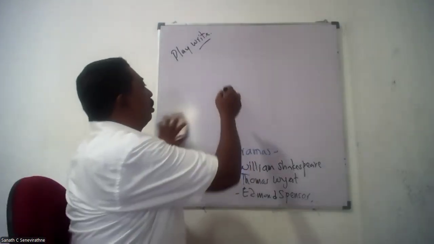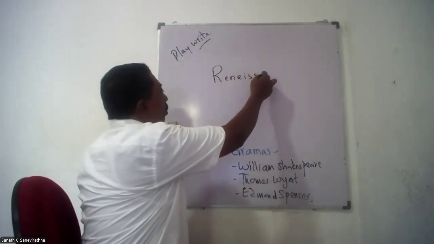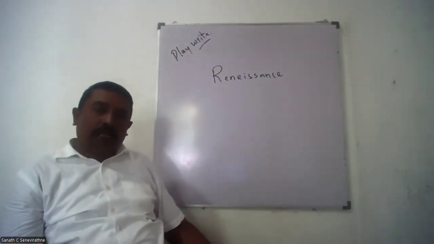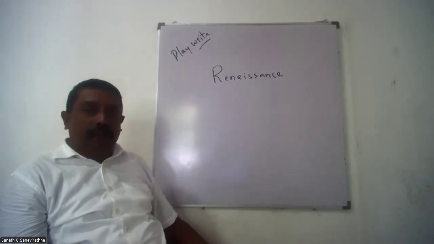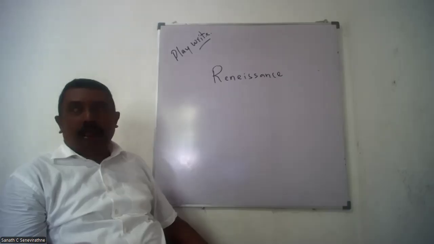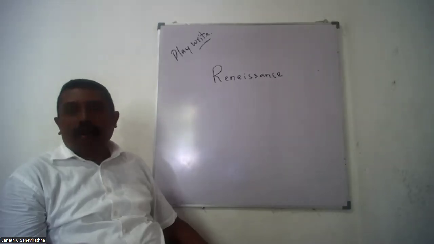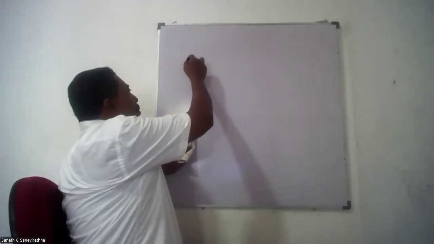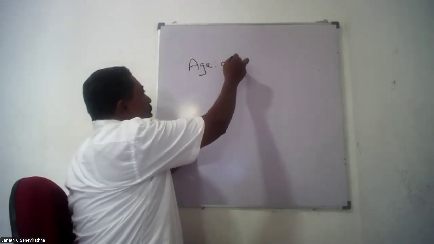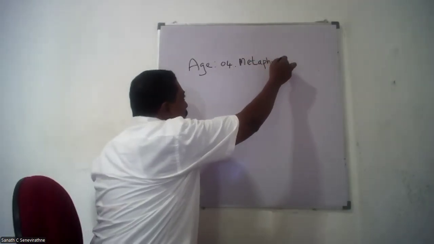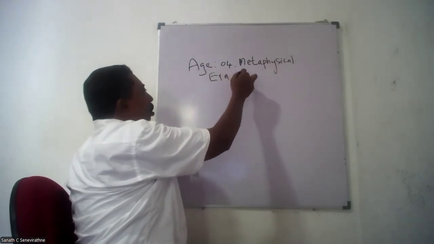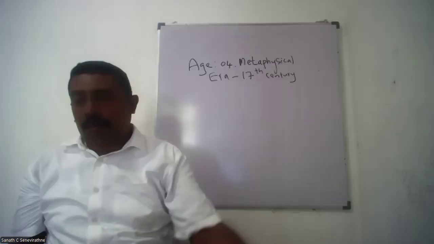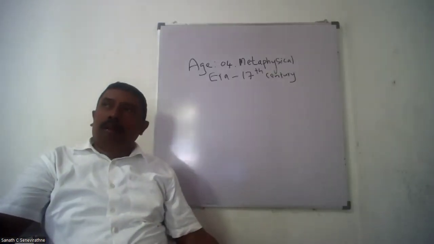This period is also called Renaissance period. Renaissance period of English literature. Okay. After that, age 4 is called metaphysical age or metaphysical era of 17th century. 17th century. Okay.